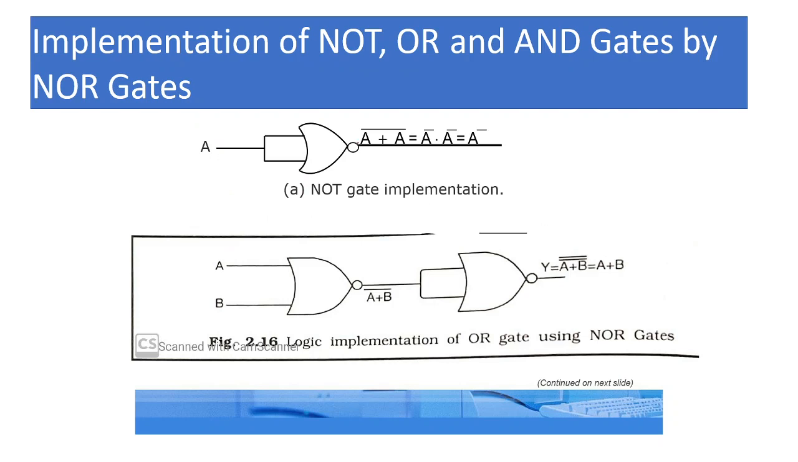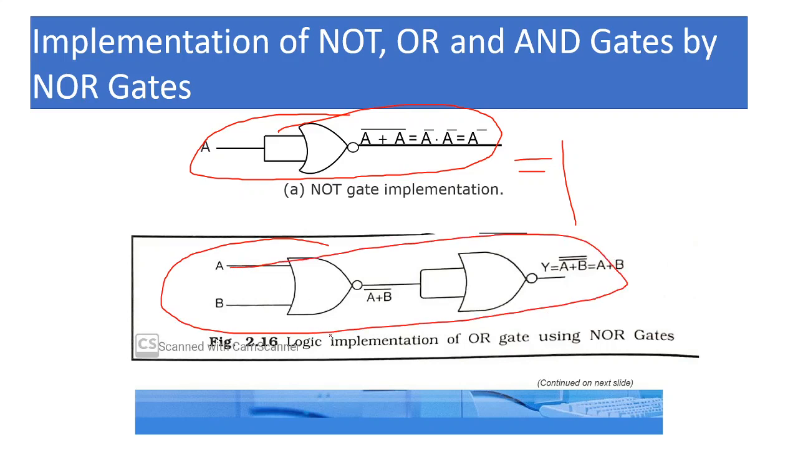So this one is the implementation of a NOT gate with the help of a NOR gate. Here we require only one NOR gate, and this one is the implementation of an OR gate with the help of NOR gates. Here we require two NOR gates to build an OR gate. You can verify it like I have explained earlier in the case of NAND gates, how to verify it with the help of inputs.